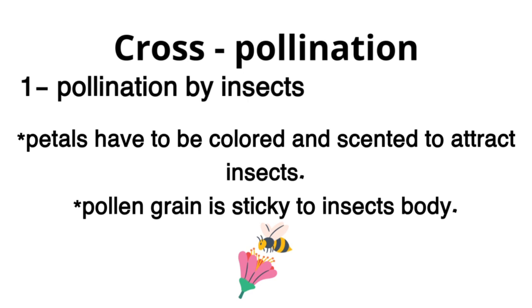So number 1, cross-pollination can happen by insects. It has many conditions. Petals have to be colored and scented to attract the insects. And also the pollen grain is supposed to be sticky so it can stick to the insect's body. So now the insects can carry the pollen.